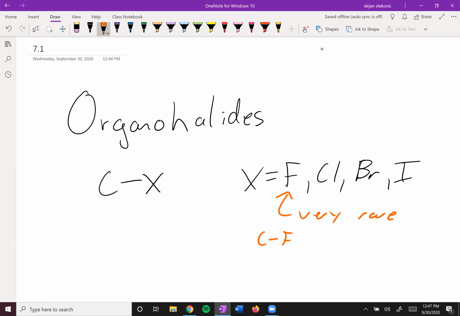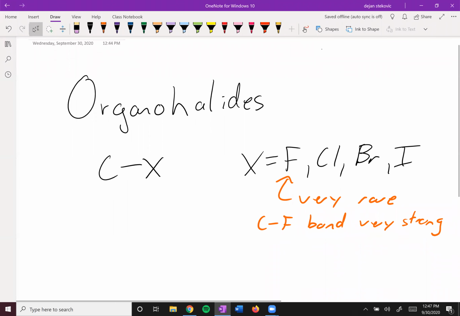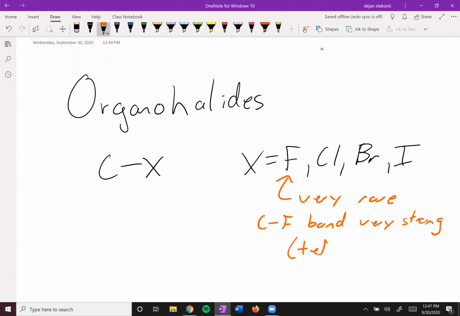The carbon-fluorine bond is very strong, and so that makes it highly unreactive and thus not really all that useful for organic synthesis. This is what Teflon is made out of, basically chains of these carbon-fluorine bonds, right? And you think of Teflon, you think of non-stick and non-reactive, right?